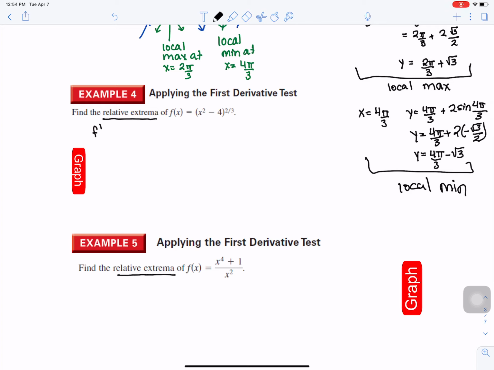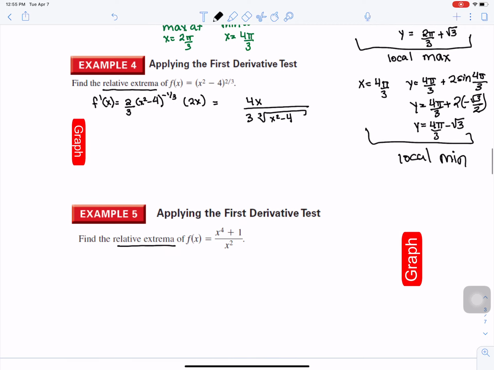We take the derivative of the function. This one is chain rule, so 2/3 (x squared minus 4). Subtract 1 from the exponent, and then chain rule says multiply by the derivative of the inside. My simplified answer would be 4x on the numerator, with the 3 and the cube root of x squared minus 4 on the denominator, and that's my simplified derivative.